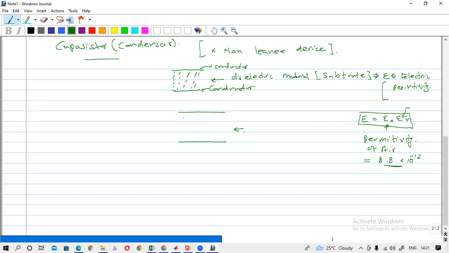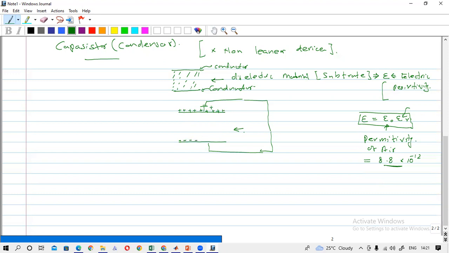If you connect this plate to a battery or something, this plate will get some charges. If you connect this plate to the plus side of the battery like this, this plate will get plus charges, and this plate will generate minus charges.